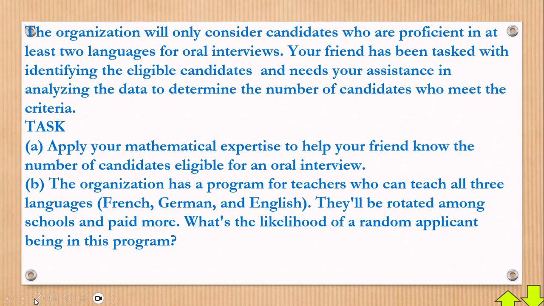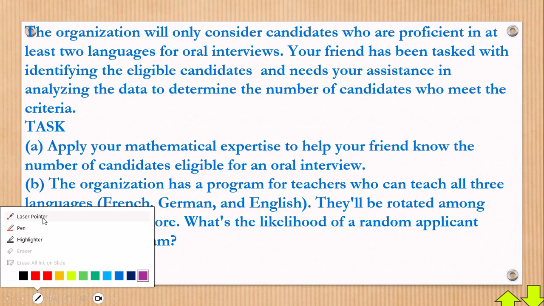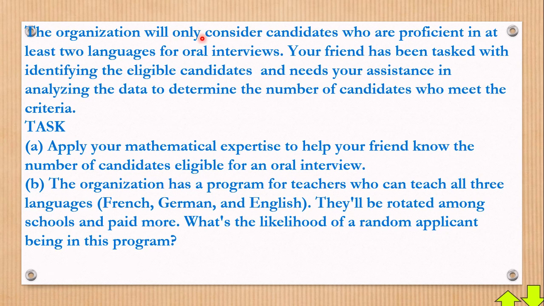Alright, good. Now up here the thing. So the saying, the organization will only consider candidates who are proficient in at least 2 languages for oral interviews. Your friend has been tasked with identifying the eligible candidates and needs your assistance in analyzing the data to determine the number of candidates who meet the criteria. Part A, apply your mathematical expertise to help your friend know the number of candidates eligible for an oral interview.